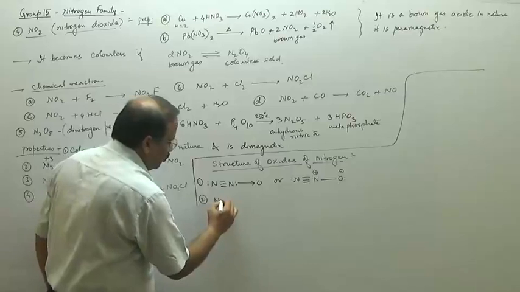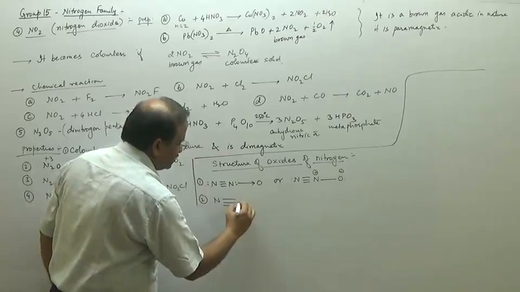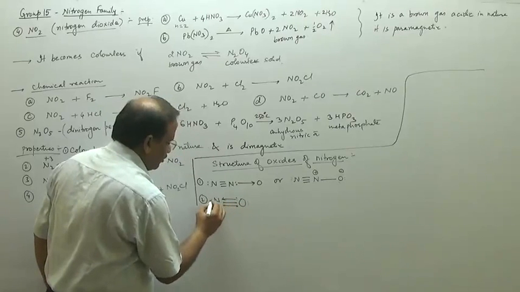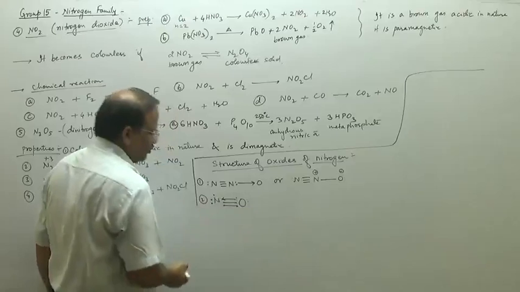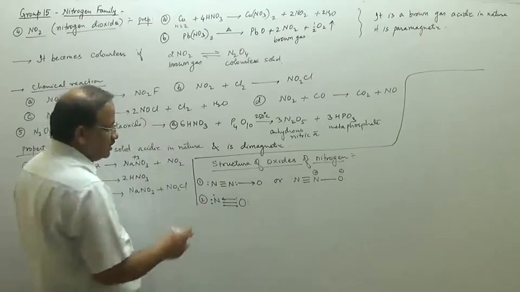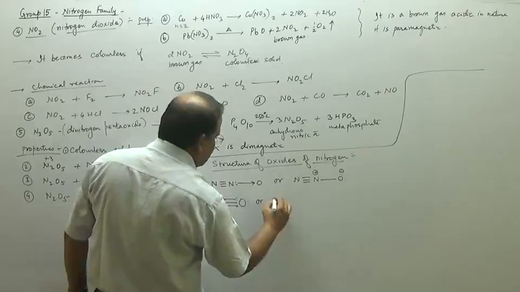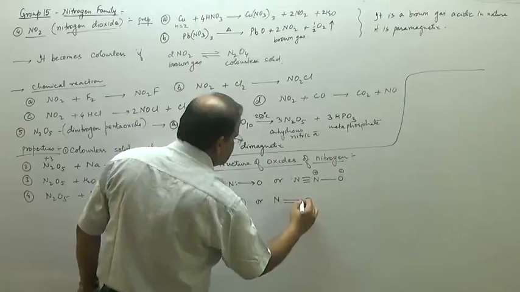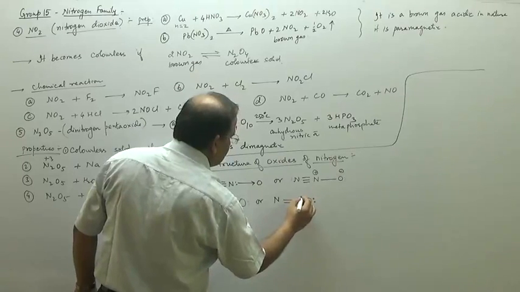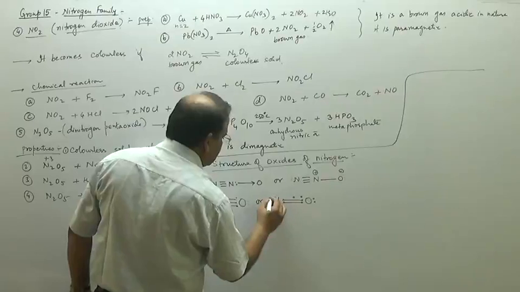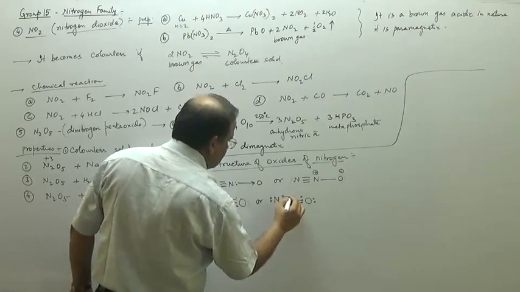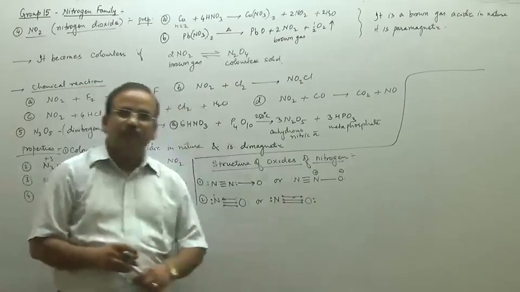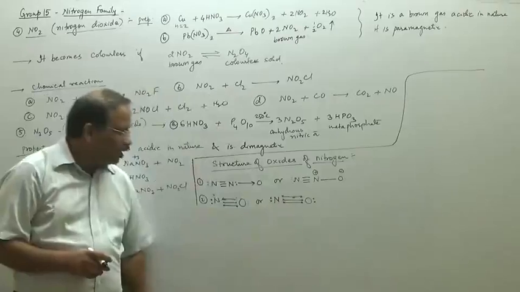Next I can write NO. So NO can be written like this, and then we can write like this, or you can write like this. The odd electron bond is present in that. So this will be the structure of NO.